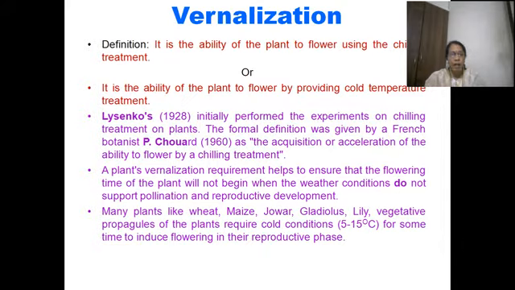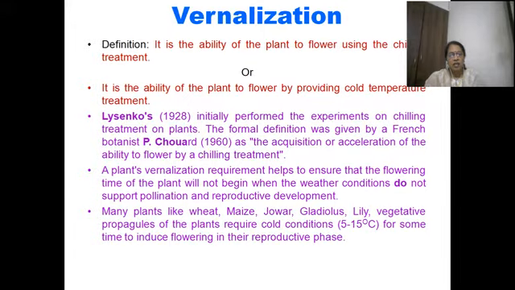Okay. The plant's vernalization requirement helps to ensure that the flowering time of the plant will not begin when the weather conditions do not support pollination and reproductive development. That is, any time it will not happen. Only when the conditions are favorable, then the vernalization treatment which is provided will allow the plant to induce flowering. Okay, under favorable conditions only the plant is able to ensure flowering using the vernalization treatment.